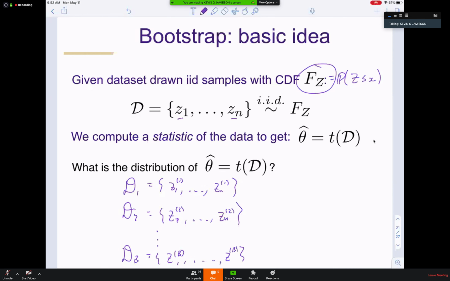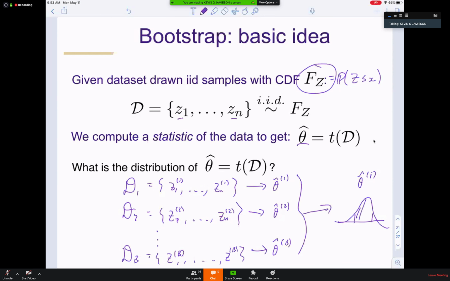And if I had B IID data sets drawn according to FZ, then I could just compute theta hat 1, theta hat 2, up to theta hat B. Now I have many, many samples of an estimator theta hat. Then I would have some sort of distribution of the theta hat i's, and then you could say, oh, okay.